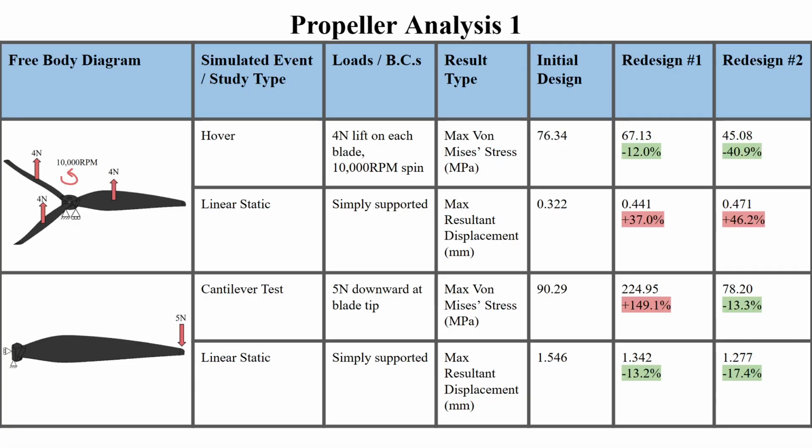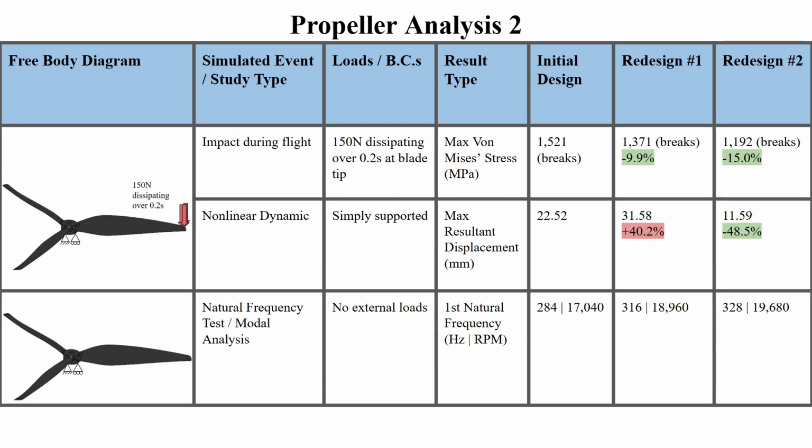We analyzed 4 different scenarios, the first 2 modeling hover and a cantilever test. The second redesign successfully reduced experienced stresses at the base, but the first redesign saw a stress concentration at the base of the blade due to the sharp corner. The last 2 modeled a collision during flight and a modal analysis to determine its natural frequencies. The redesigns did not save the propeller blade from breaking in an impact, but it did show some increased performance.